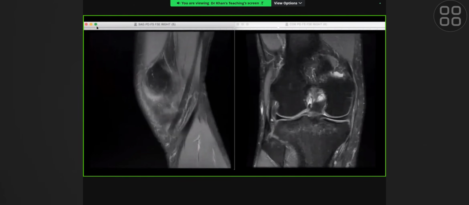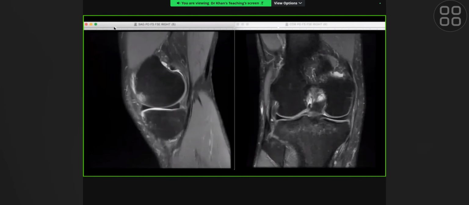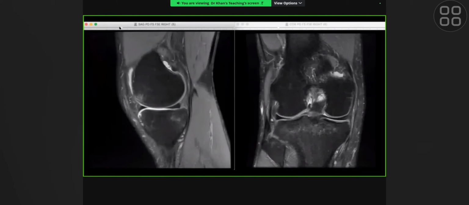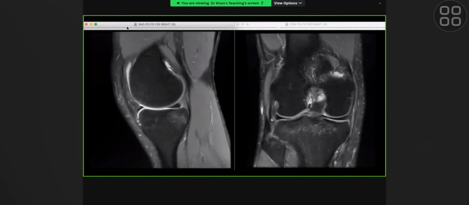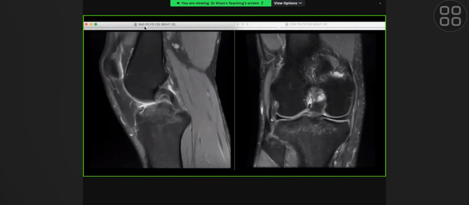So this is a sagittal PD fat set sequence of the right knee. Sorry, I'm just trying to scroll through. It's a bit slow. So I can see there are bony contusions demonstrated on the anterior femoral condyle and posterior tibial plateau, and that's on the medial side.